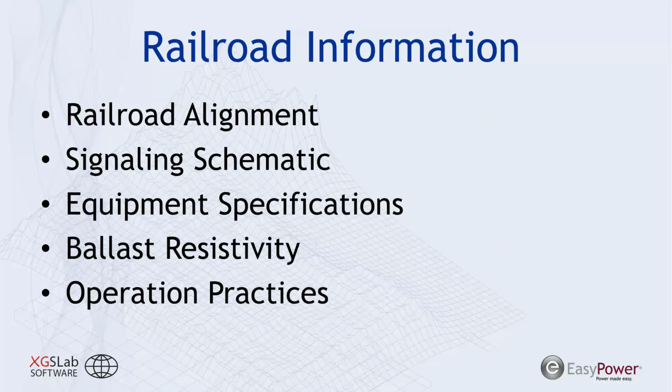In a railroad analysis, you'll need the railroad's alignment drawings and its signaling schematics to understand how track blocks are working and where that railroad is located in the world relative to the transmission line. Any equipment specifications are very useful in determining the 60 hertz limitations, or how robust it is against AC interference concerns. Any ballast resistivity measurements, railroads may have a limit that they operate with. It could be as little as 4 ohm-kilofoot. It could be as high as 50 ohm-kilofoot for newly installed material. And different operational practices of the railroad.